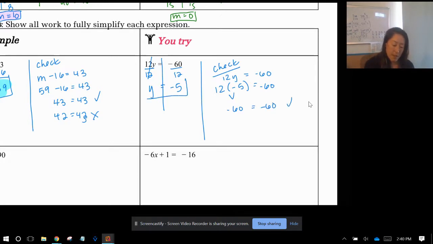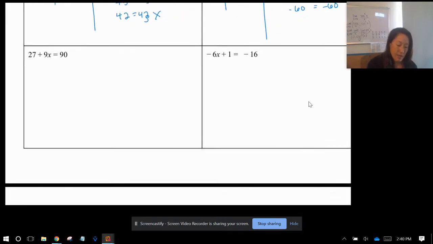Verified. Love it. Okay. 27 plus 9x is equal to 90. What do we do first? Do we divide or subtract first? We're going to subtract because it's lower on the order of operations. So negative 27 on both sides.